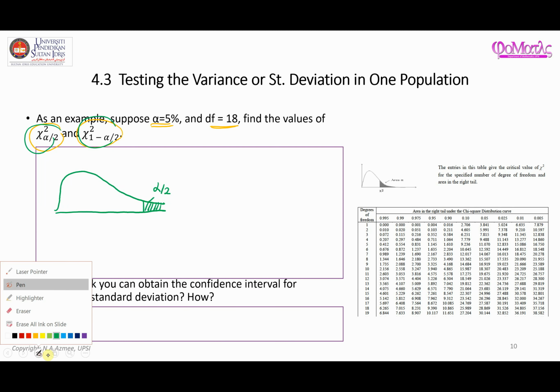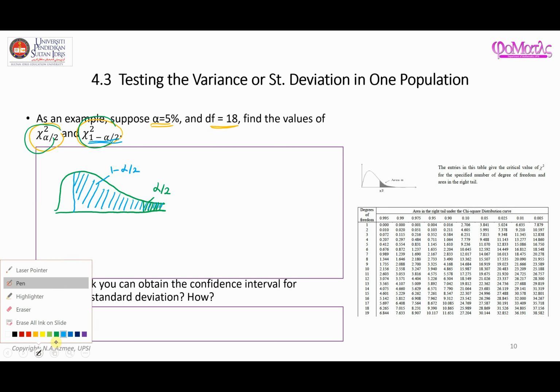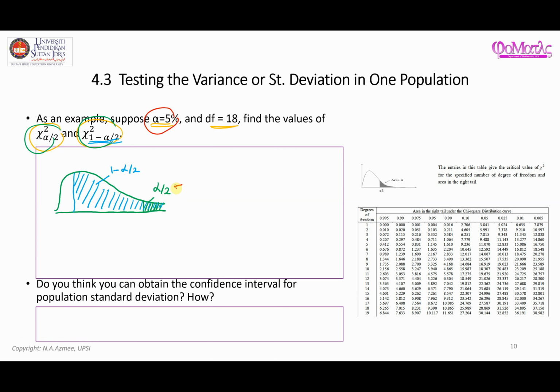And next we have another area, which is 1 minus alpha over 2. So this could be 1 minus alpha over 2 towards the very end of the distribution. So this is 1 minus alpha over 2. So now alpha here is 5%. So therefore this area is equal to 0.025, and this area will be 0.975. 1 minus 0.025 is 0.975.